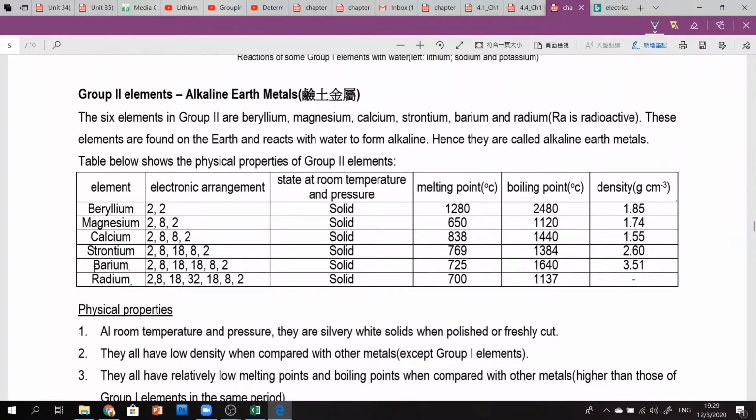How about group 2? Group 2 metals we call alkaline earth metals. So remember the spelling of the term. It is a little bit different from the term alkali. So it's a slightly different word, and you need to be very aware of it. What we are referring to now is that the outermost shell electron number is 2.